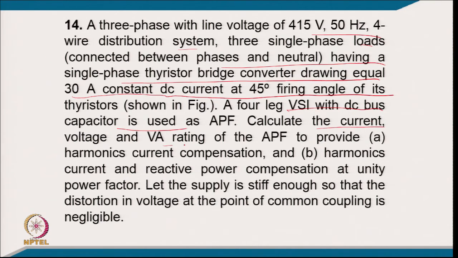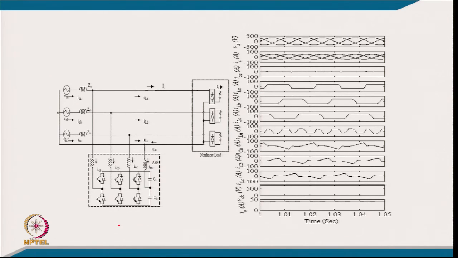Calculate the current, voltage and VA rating of an active power filter to provide harmonic current compensation, and harmonic current and reactive power compensation at unity power factor. Let the supply be stiff enough so that the distortion in the voltage at the point of common coupling is negligible.